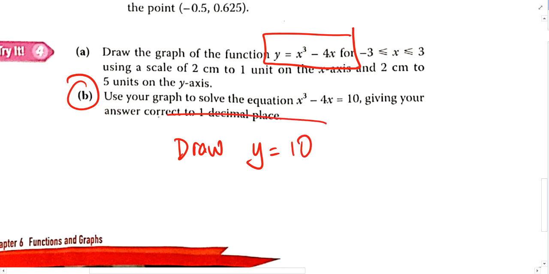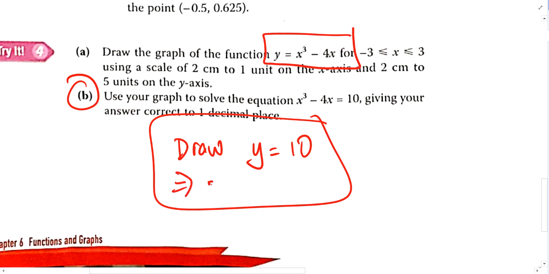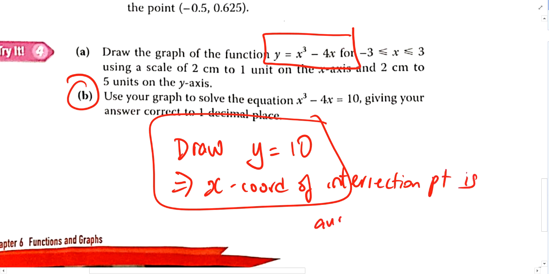Okay, put down this as your answer. I'm not going to ask you to waste your time, draw the graph, everything. Write down, draw y equals to 10. X coordinate of intersection point is answer. Okay? Understand what this statement means or not?